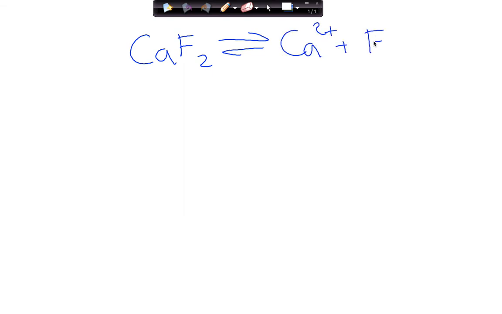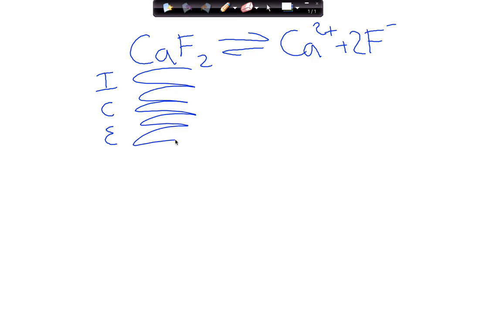Okay, so here we go. Let's solve this together. So we're going to write down our balanced equation: CaF2 in equilibrium with Ca2+ and 2F minus. And guys, we're going to ICE box this. You ready? This is weird. What is the initial concentration of the calcium fluoride? Doesn't matter. Look where you get to do the squiggle, because it's a solid. So now, initially, how much calcium ion do we start with? None. How much fluoride ion do you start with? None.